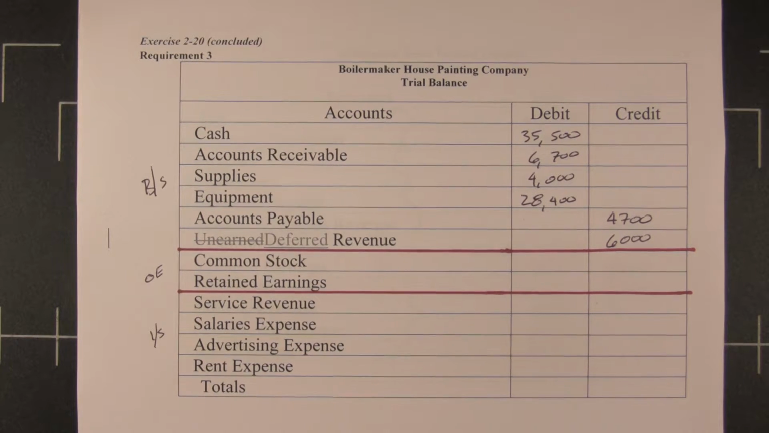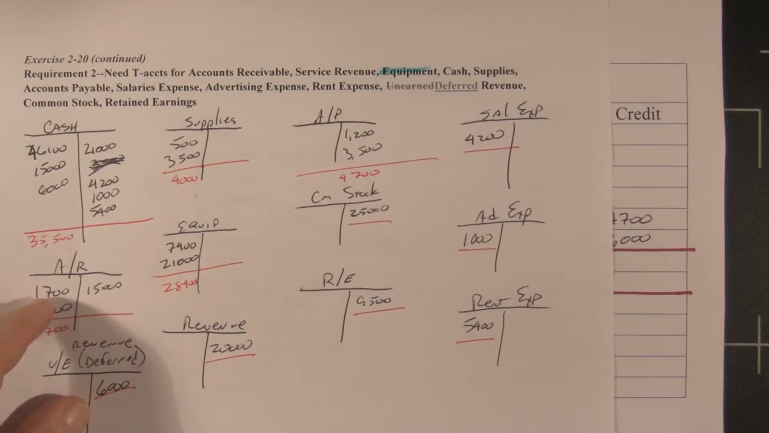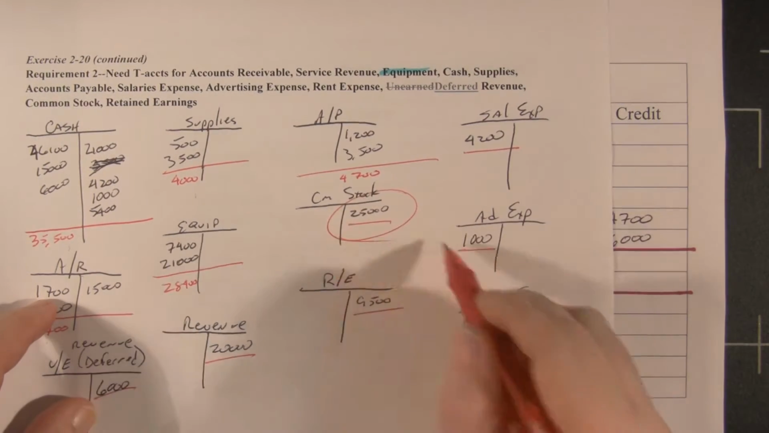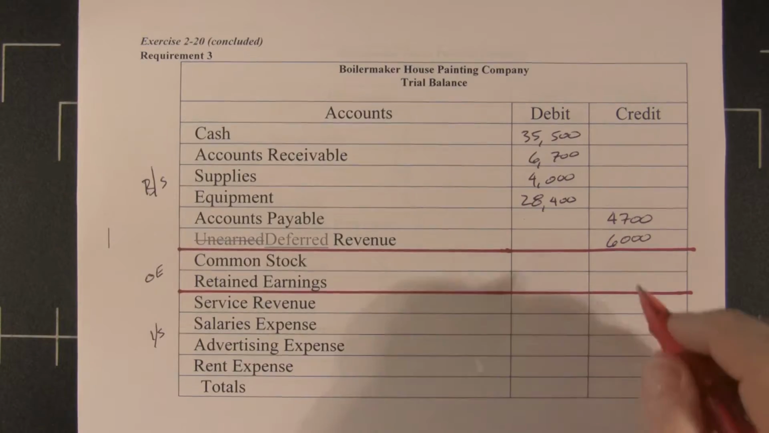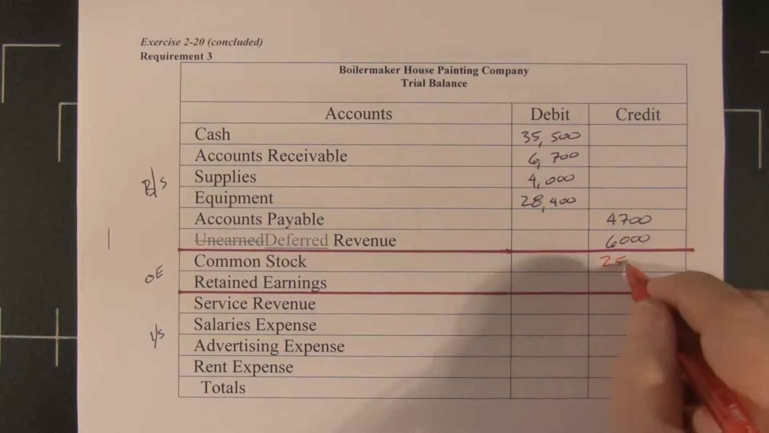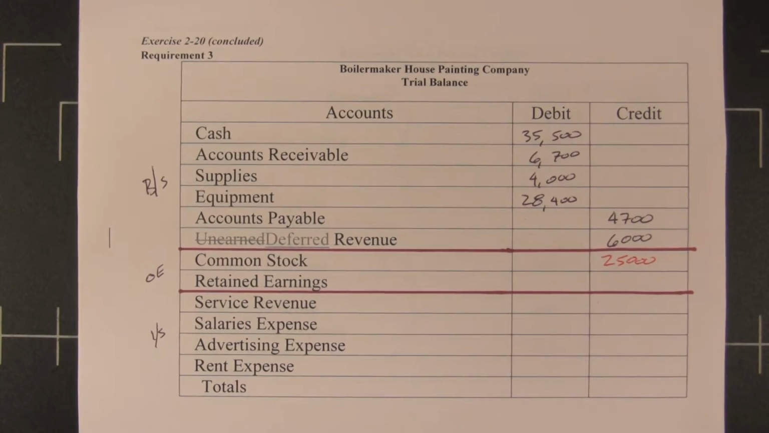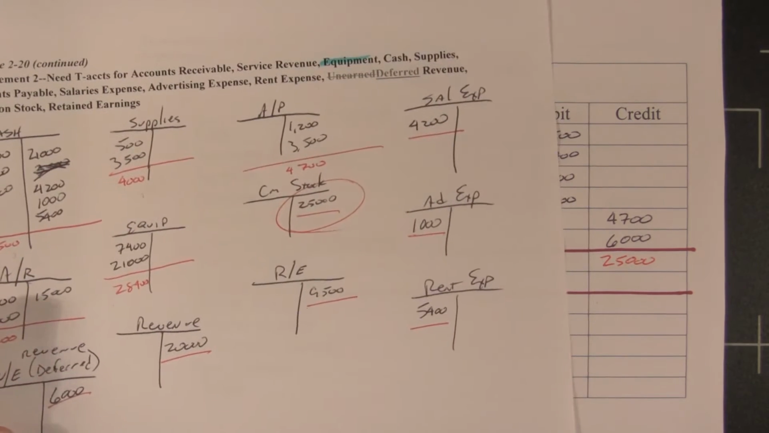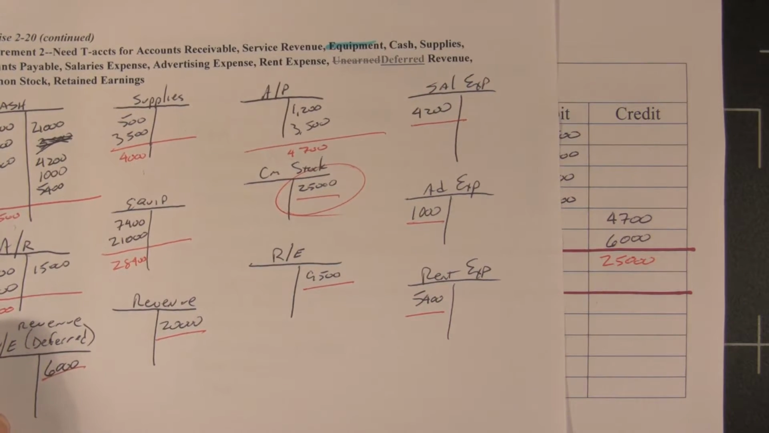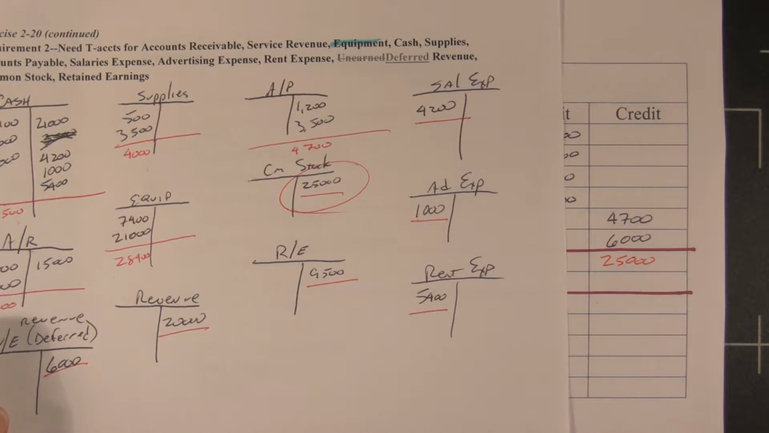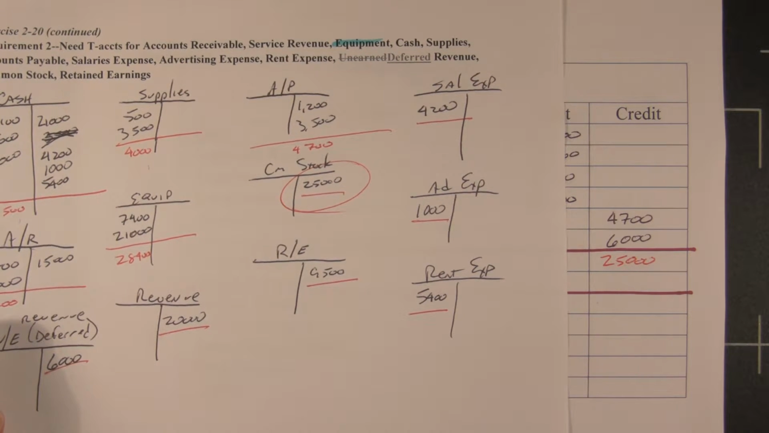We now have our common stock, and there were no transactions during the period for that. So that's just the 25,000 that we started with. And we have retained earnings. Again, there was no addition to that. So our retained earnings is 9,500.